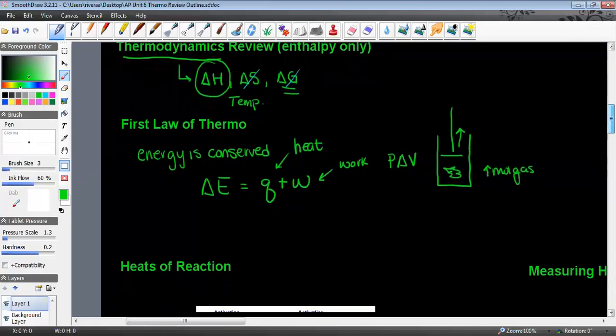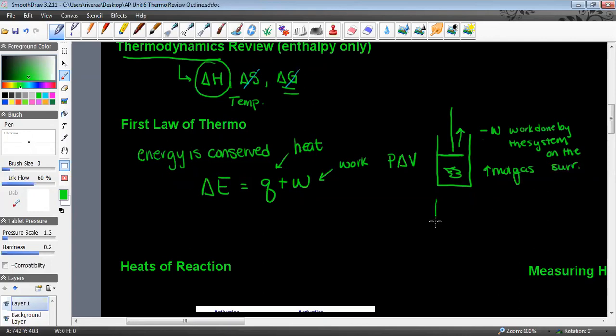Okay, so when we're talking about heat transfer and work being done, the signs of Q and the signs of W are very important. When the system does work on the surroundings, like with an increase in volume, this would be a negative W. This is work done by the system on the surroundings.